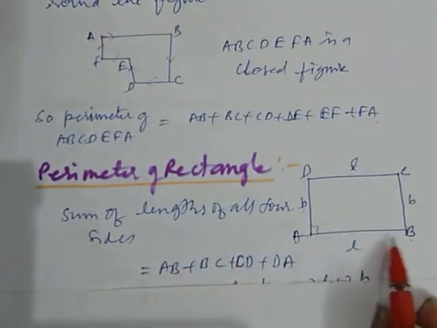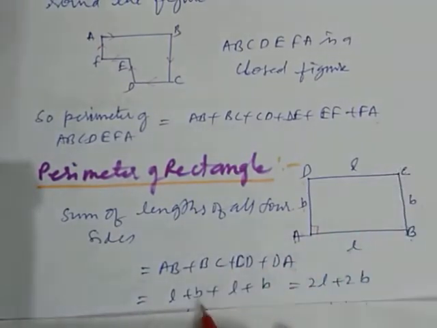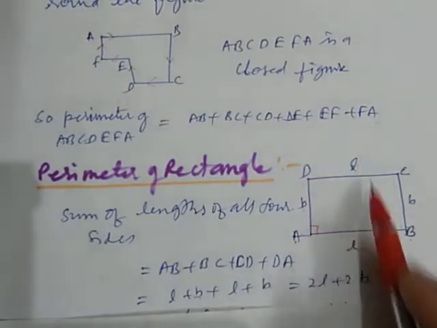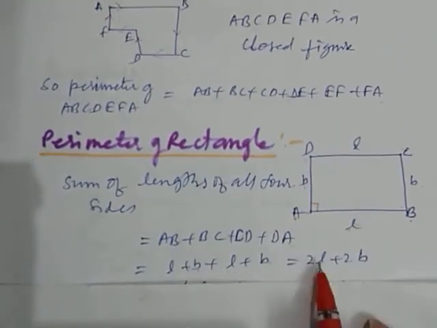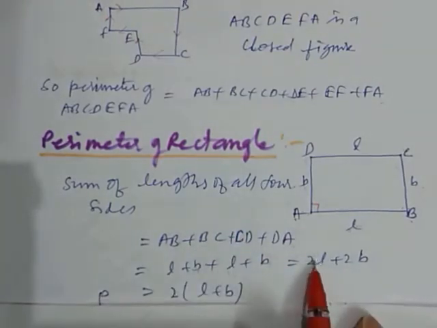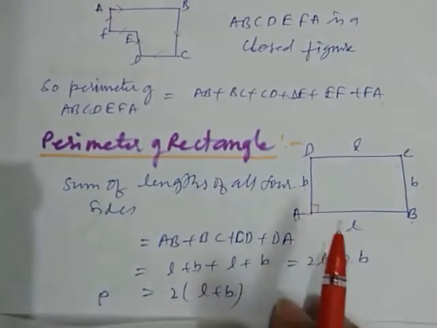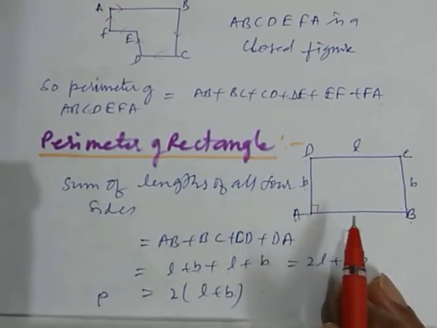Now we put the values. AB is L, so we put L. BC is B, so we put B. CD is L also, and DA is B also, because the opposite sides are equal. So L is twice and B is also twice. So 2L plus 2B is the perimeter of the rectangle. Here we take 2 as common, so 2 times (L plus B), that is, twice length plus breadth, is the perimeter of the rectangle. By using this formula, we can calculate the perimeter of a rectangle.